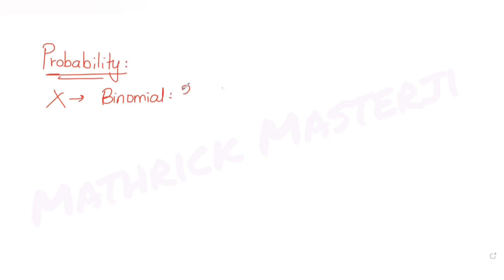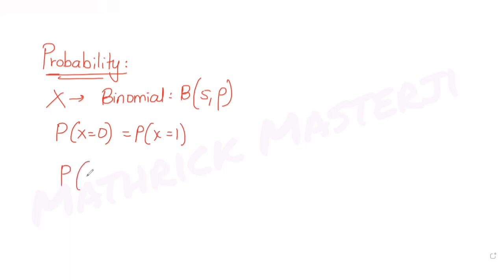Let's see today's question. Today's question we are taking up from the topic of probability. The question tells us: if a random variable x follows a binomial distribution, given by B(5, p), and further, if the probability at x equals 0 is equal to the probability at x equals 1, then find the value of the probability at x equals 2 divided by the probability at x equals 3.